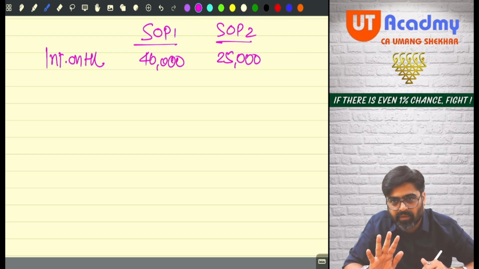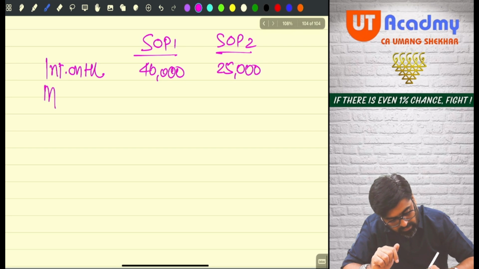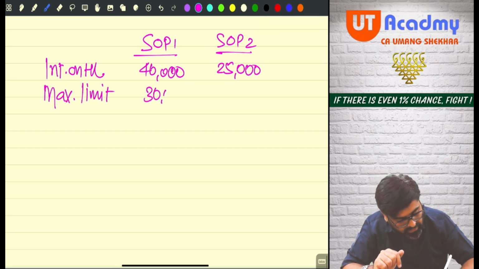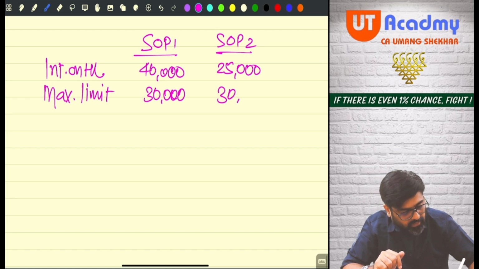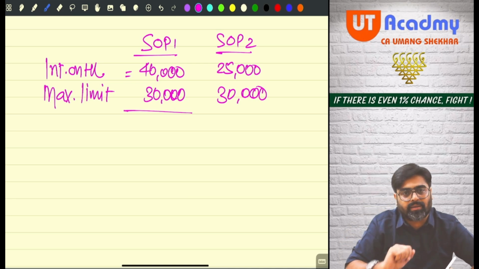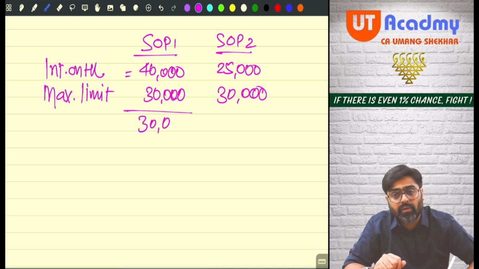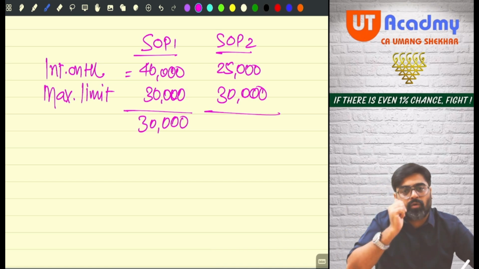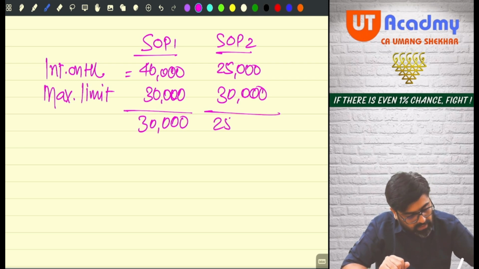Getting my point? So now what will be the maximum limit on this? Tell me. On this also the limit will be 30 and on this also the limit will be 30. So this will be allowed subject to maximum 30. So can I say entire 40 will be allowed or only 30 will be allowed? Only 30 will be allowed. Getting my point? And for this entire 25 you can claim because that is within the limit of 30. So you will claim 25.